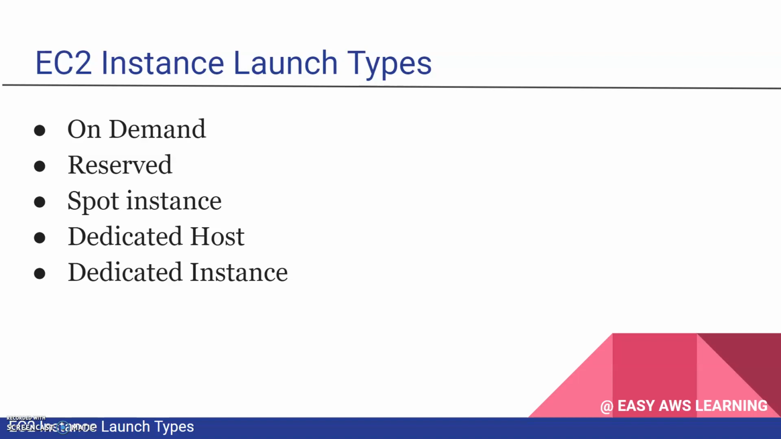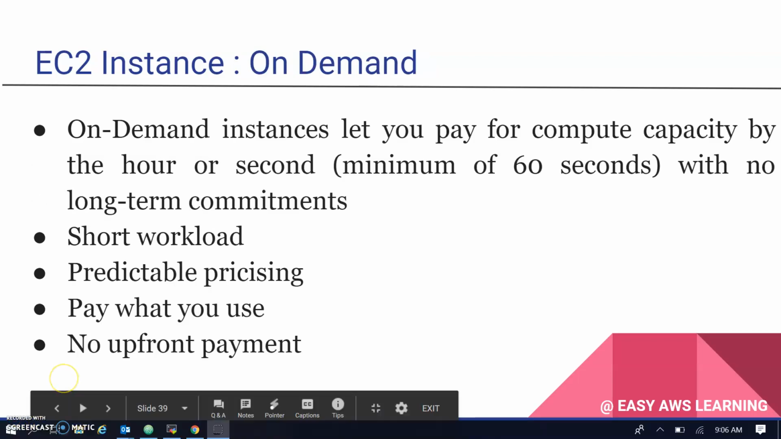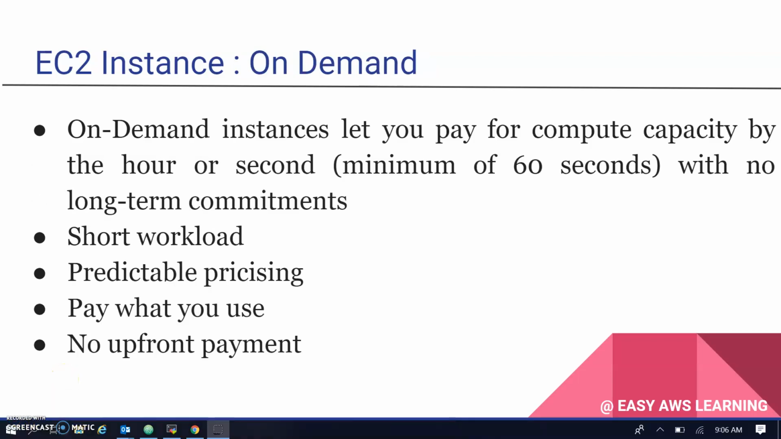So let's try to understand what on-demand is. On-demand instances let you pay for the compute capacity by the hour or by the second, and there is no long-term commitment. You do not require any long-term commitment for the specific instance use case. So it's used for short-term workloads, which you require for specific use cases.